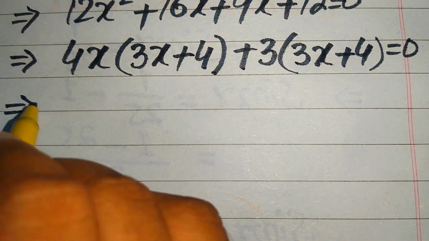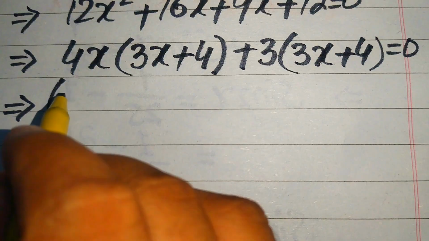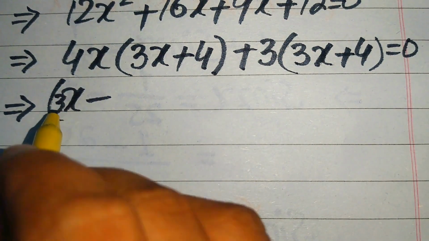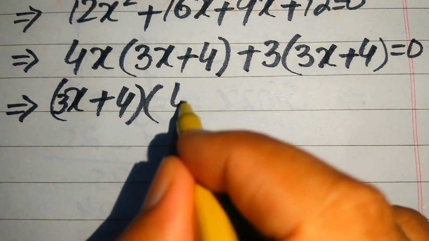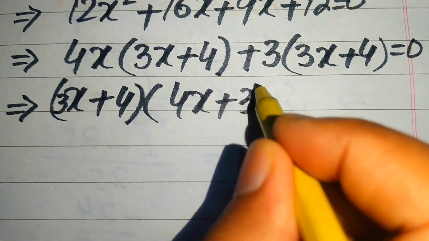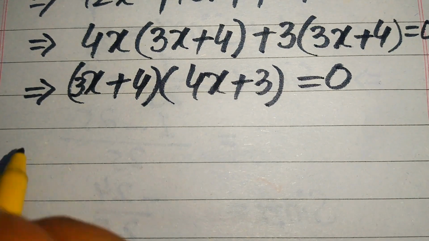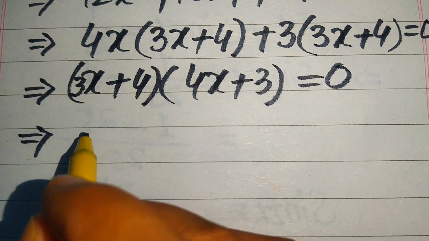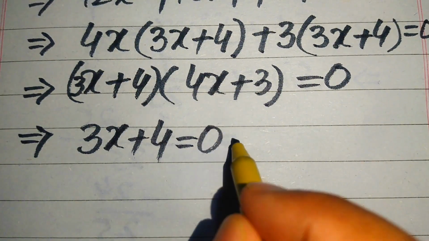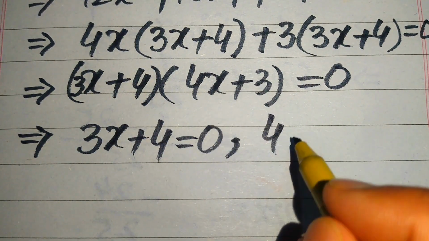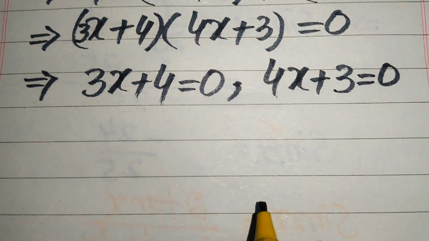And now you see that both of these two terms involve the 3x plus 4 factor, so we take it common here and we get the remaining values: 3x plus 4 into 4x plus 3, and this whole equation is equal to 0. And now we divide this equation into two cases. The first case is we write 3x plus 4 is equal to 0, and the second case is we write 4x plus 3 is equal to 0.